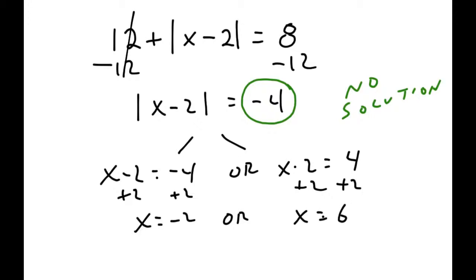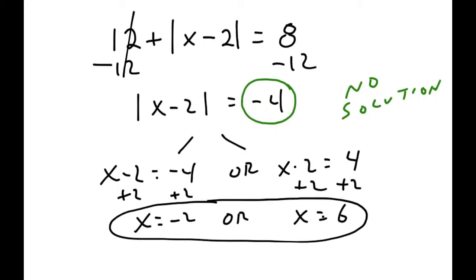Now at this point, you might really feel like I'm doing the right thing, everything's okay, I'm going to circle my solution, but here's a perfect example of why you might want to check it. Let's take this negative 2. If I put a negative 2 in for x, inside the absolute value symbol, negative 2 minus 2 is negative 4. The absolute value of negative 4 is 4. And then when I do 12 plus 4, I do not get 8. So I know that's not going to work.